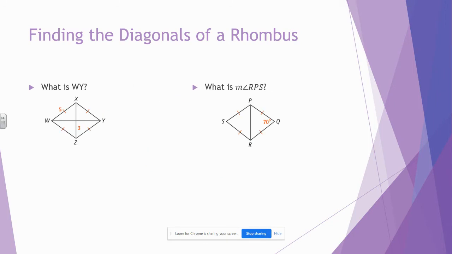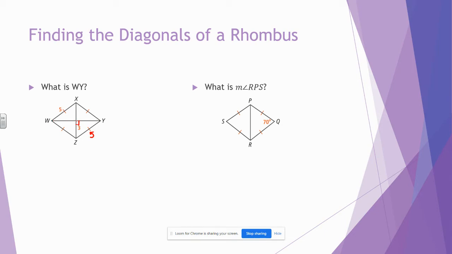We want to find the length of WY. So looking at this one, we know that these diagonals are going to meet at a perpendicular. So we have a 90-degree angle here. We know this is equal to 5 because we have our opposite sides that are congruent.